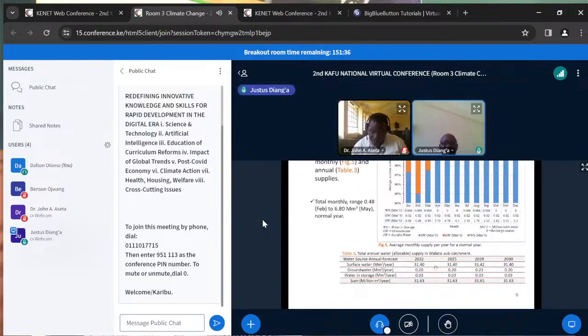The annual supplies are displayed based on the years. So the total in 2022 was 31.63 million cubic meters. That is a normal year. And leap year 2028 we have 31.65 million cubic meters per year. This is water that was considered for allocation throughout the study period.